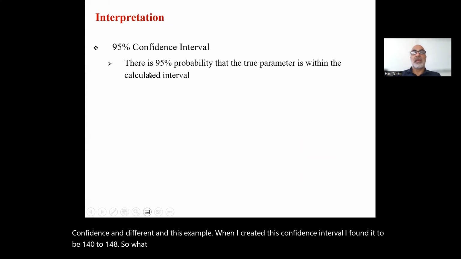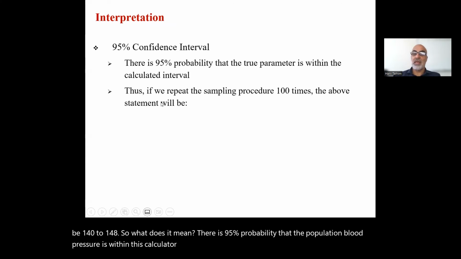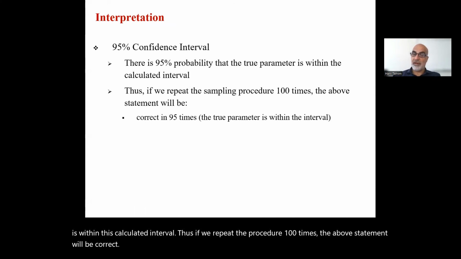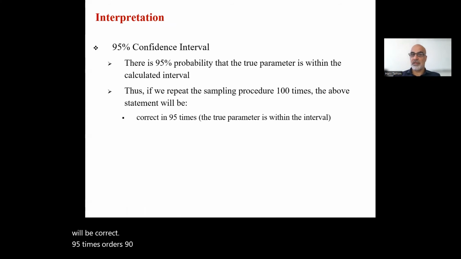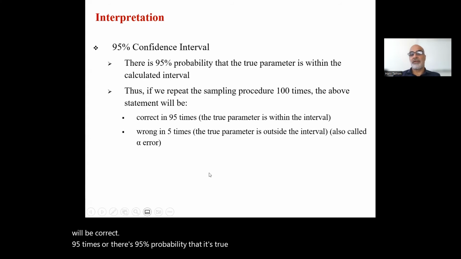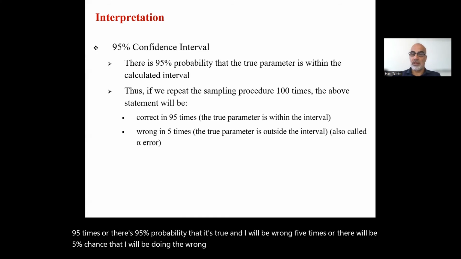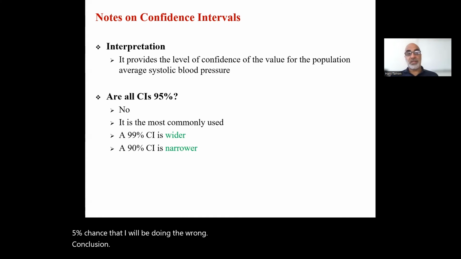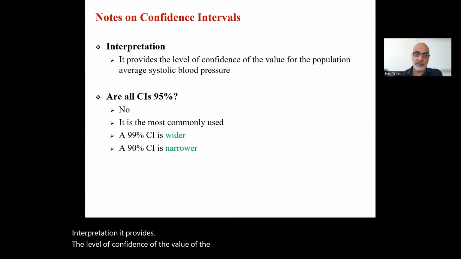So what does it mean? There is a 95% probability that the population blood pressure is within this calculated interval. Thus, if we repeat the procedure 100 times, the above statement will be correct 95 times, or there's a 95% probability that it's true, and I will be wrong 5 times, or there will be a 5% chance that I will reach the wrong conclusion. Interpretation: it provides the level of confidence of the value of the population average blood pressure.